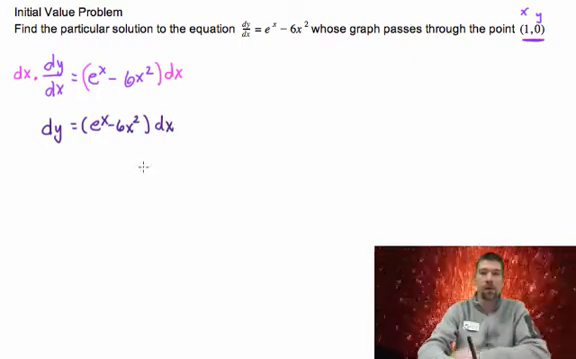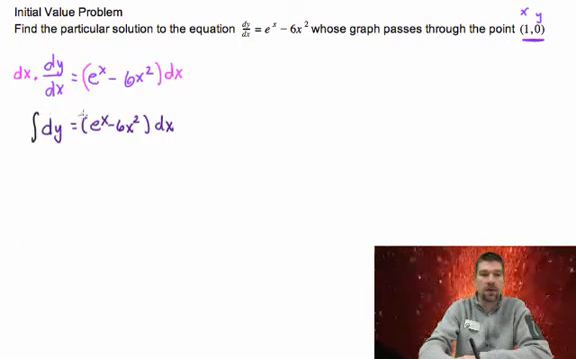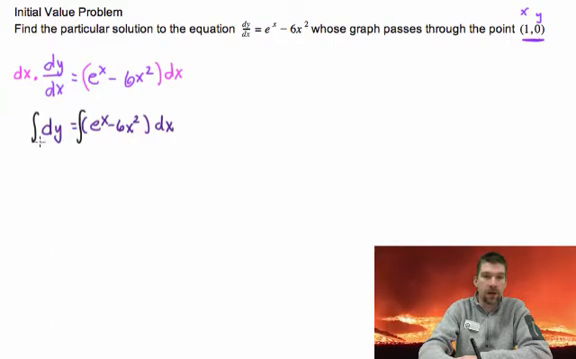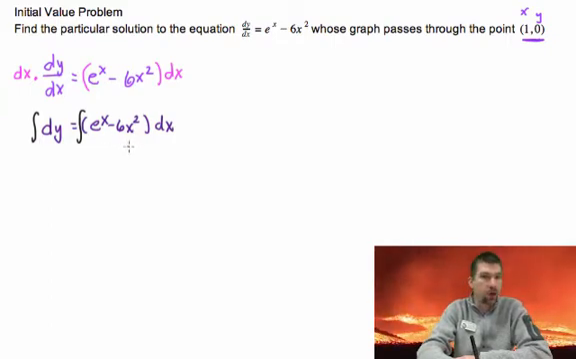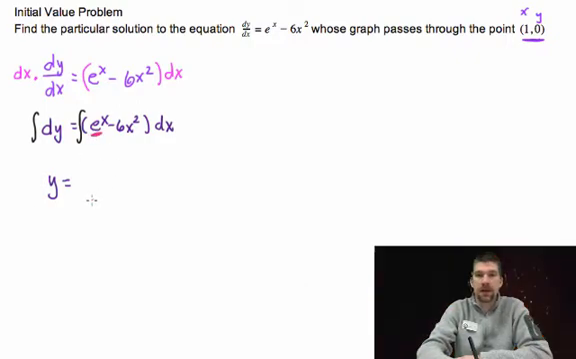And again, we're now ready to integrate. Remember, when you integrate dy, it's just going to go to y on the left, and when you integrate the right-hand side, those will have your x variables. So when we do this integration, we're going to get y equals, and the derivative of what thing is e to the x.